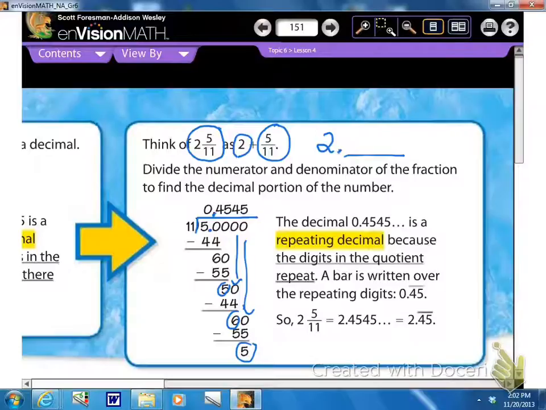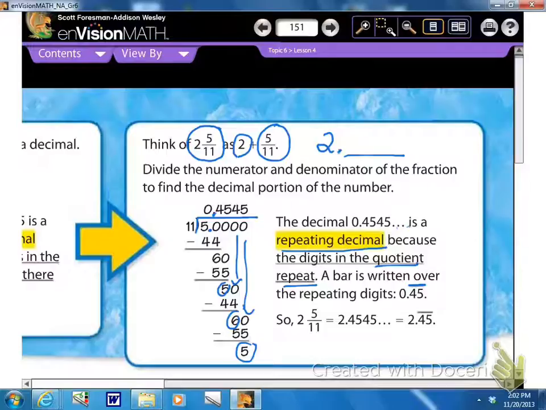So the decimal 0.4545 and so on is what they call, and here's another term for you to write the definition of, a repeating decimal, because the digits in the quotient, the answer, repeat. So you write a bar over the repeating digits. The numbers that repeat in this case are the 4 and the 5, so you put a bar over the 4 and the 5.